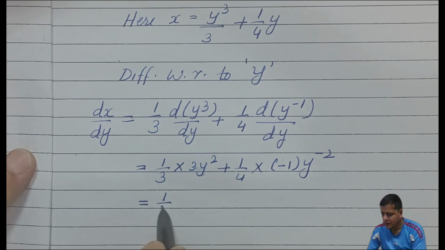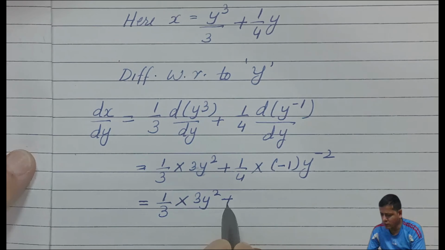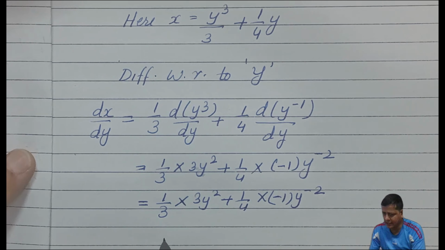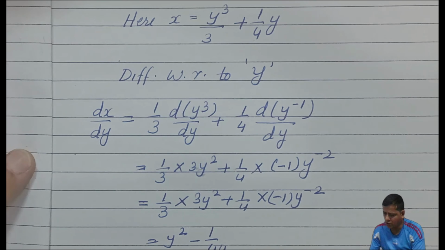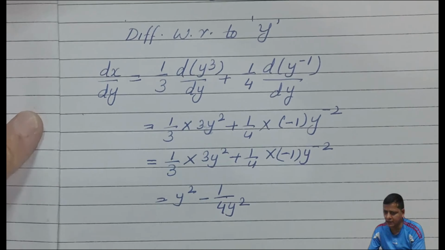It seems too odd, but it does not matter, we got that. If we are careful at every step, we will not make mistakes. So 1 by 3 into 3y square plus 1 by 4 into minus 1 here and minus 2 here. If you simplify this, the 3s cancel, and you will be left with y square minus 1 by 4, and then the power on top comes down, so it is 1 by y squared.